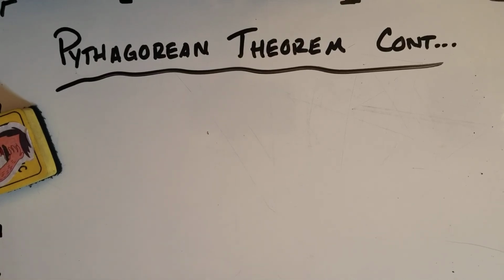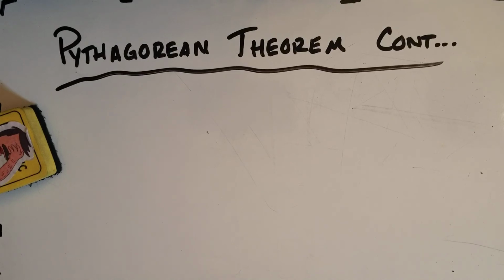So our first problem says, Amelia has a rectangular garden with side lengths of 18 yards and 36 yards. If she wants to walk diagonally across the garden from one corner to the other, then how far will she walk? And we're going to round to the nearest tenth, so we will need calculators for this.